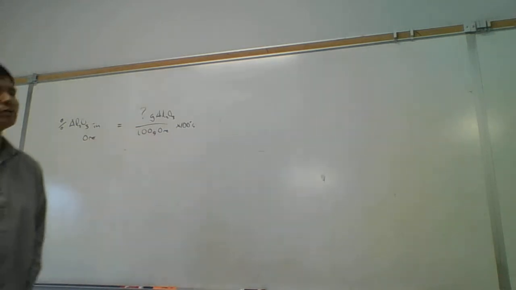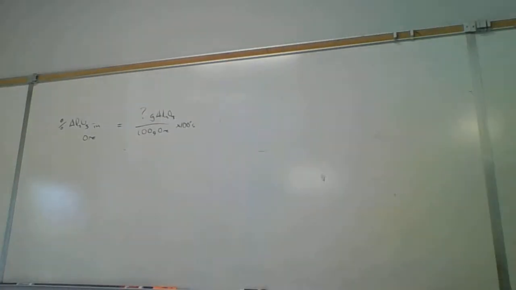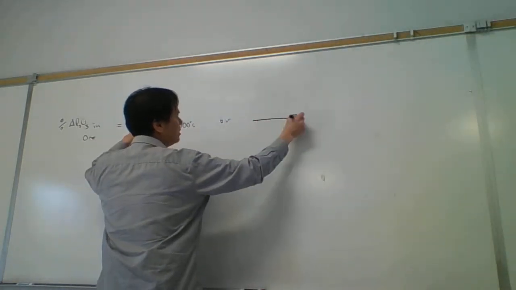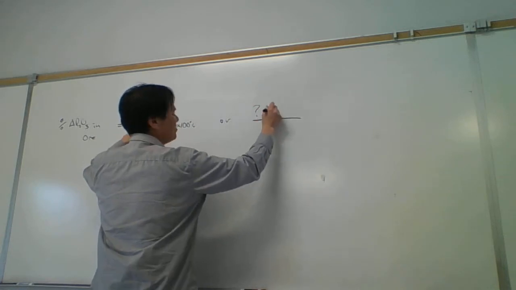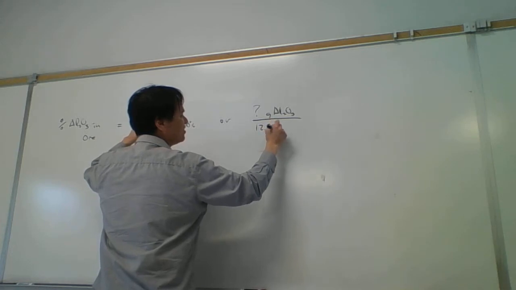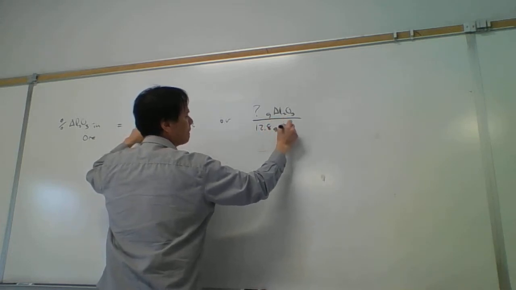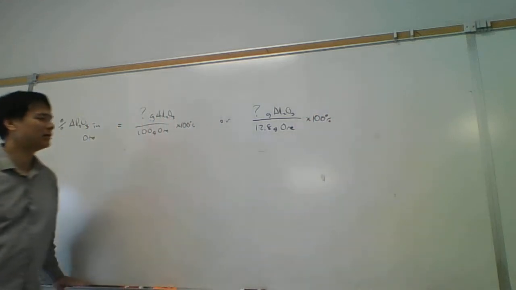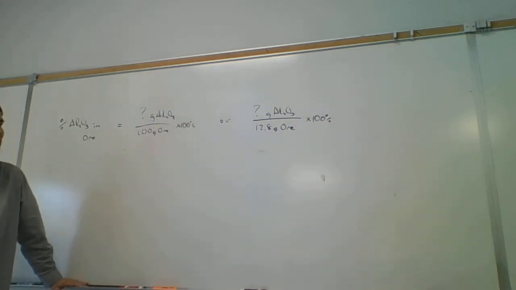Are we starting off with 100 grams of ore? Actually, we are not. We're starting off with 12.8 grams of aluminum ore, not 100 grams, and so we're going to get a little less aluminum oxide. So what we can do is ask, how many grams of aluminum oxide are there in 12.8 grams of ore, and then multiply this by 100%. That'll give us the percent aluminum oxide by mass in the ore.